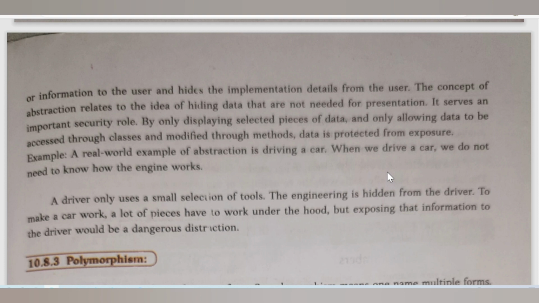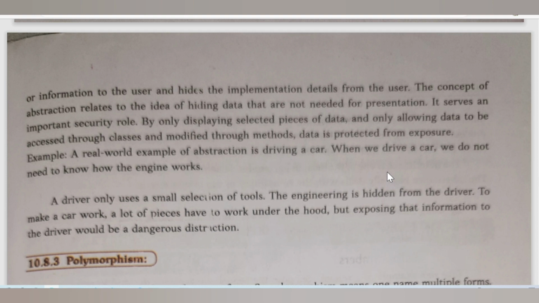When we drive a car, we do not need to know how the engine works. Some drivers working at some offices might know some engine work, but most drivers don't know how an engine works, but still they drive the car. So it works this way. In abstraction, we share only some part of the data or method, and the unnecessary part which the user should not know, we hide from them. So by that we can secure the data.